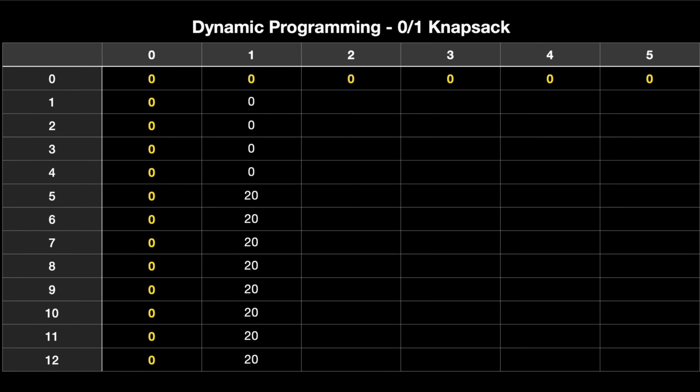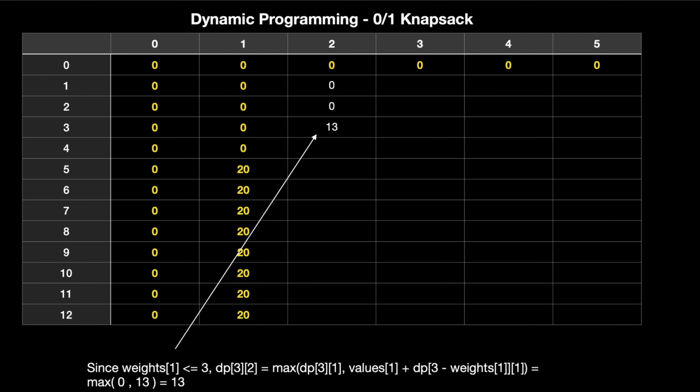Here I fill out the second column, second item, and the second item's weight is less than or equal to 3. So you take the maximum of dp of 3, 1, this guy. That will be if you are not picking the second item, or here the second part is if you pick the second item, and then you take the maximum and you get 13.